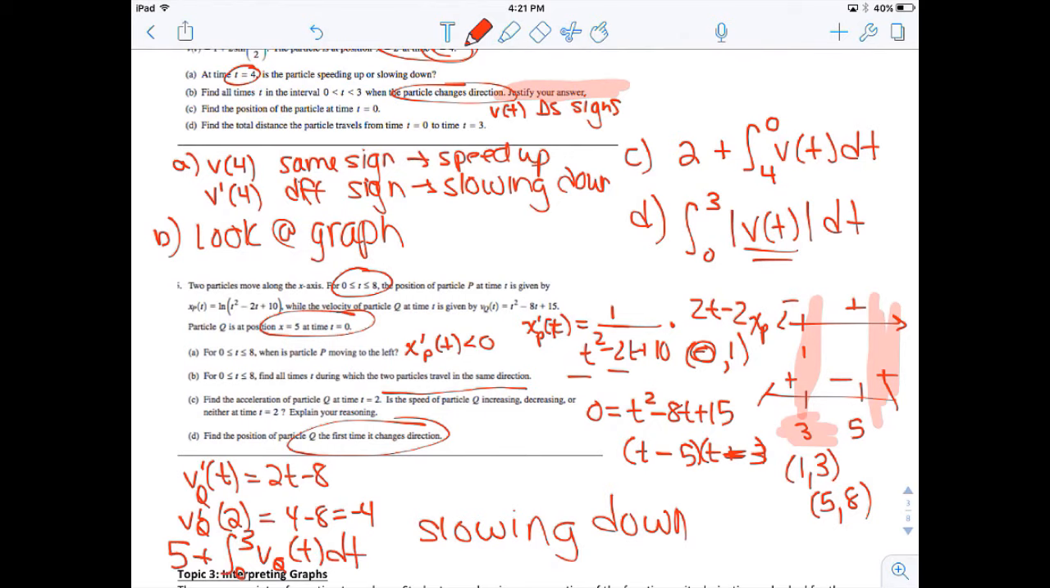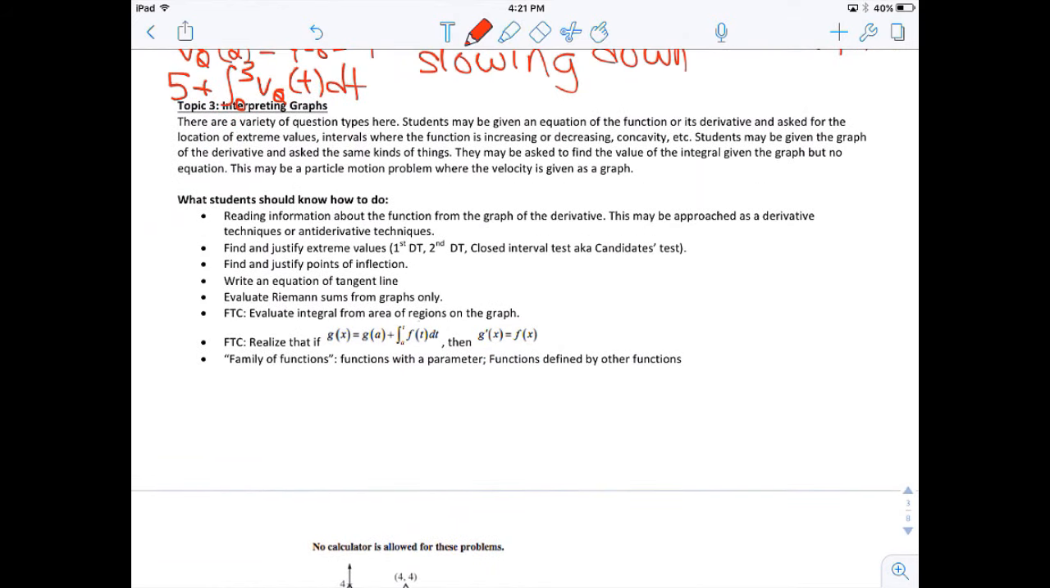Okay, next type is interpreting graphs. These come up a ton. They can be particle motion, they can be all sorts of different things, but normally they have to do with curve sketching. So things you're going to need to be able to do: read information about the function from its derivative. So think about increasing, decreasing, concave up, concave down, all of those things.